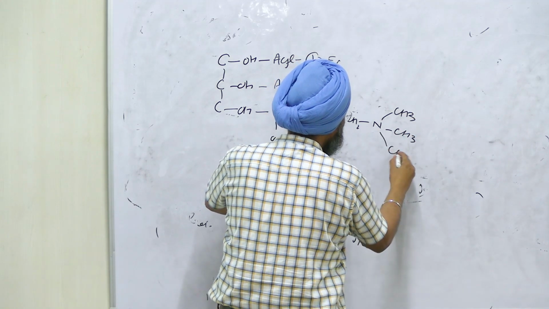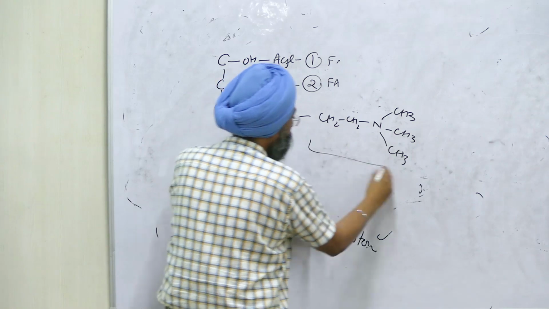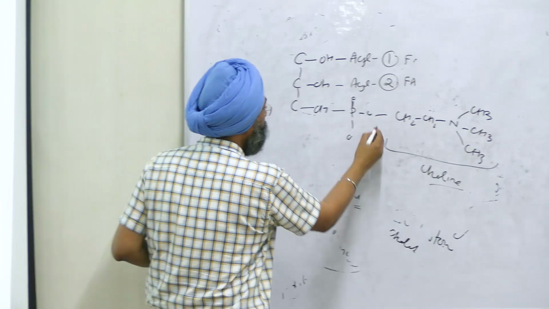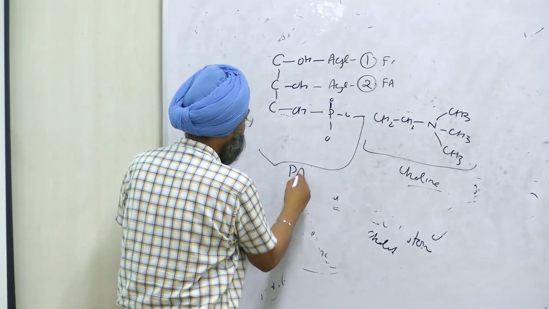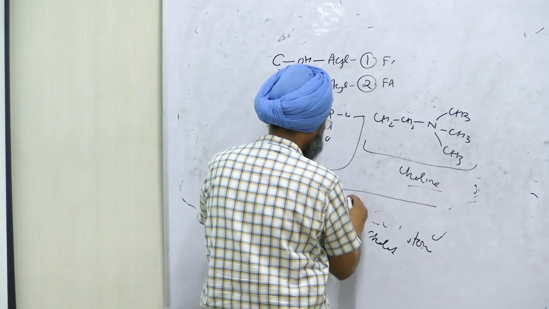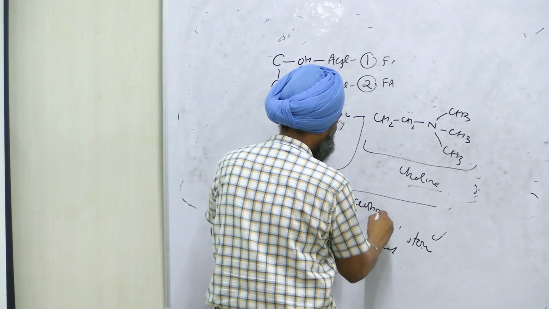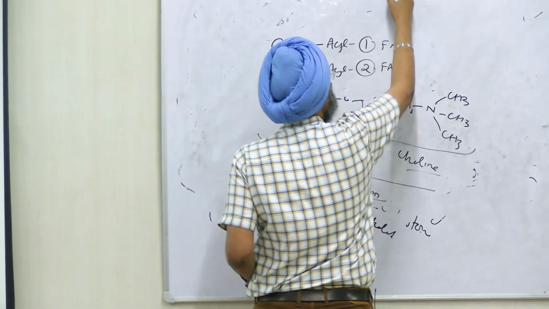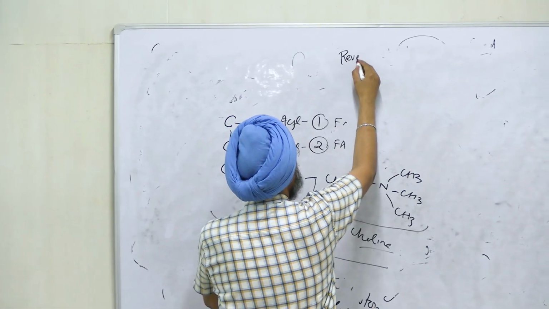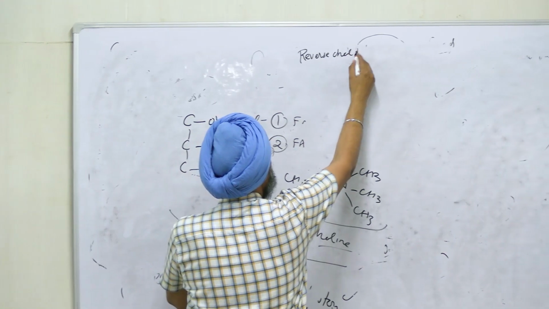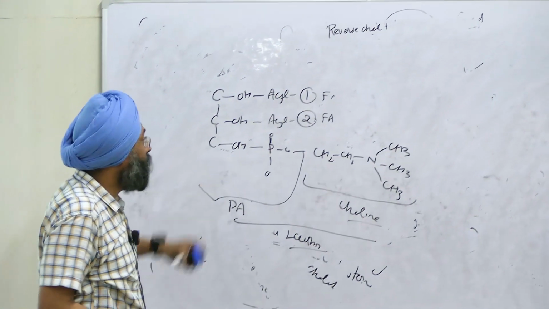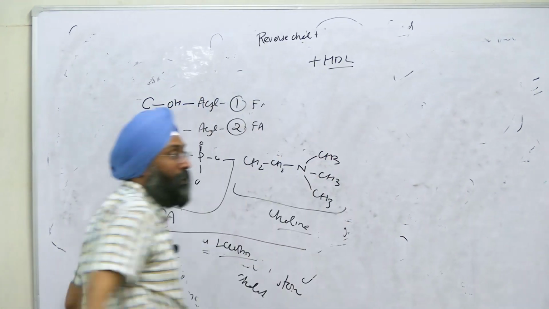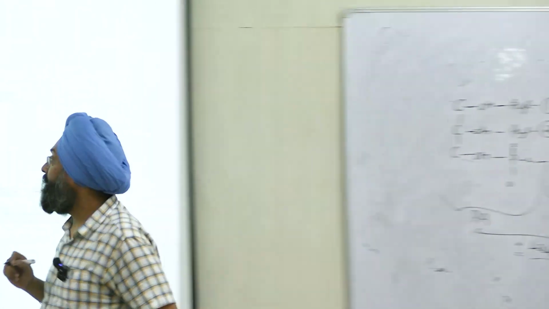No noise, no movement at the back. This was choline, this complete was phosphatidic acid, and this complete was lecithin, right? And now we are doing reverse cholesterol transport, right? And we are also using HDL, high density lipoprotein. Now see the mechanism that I have written.